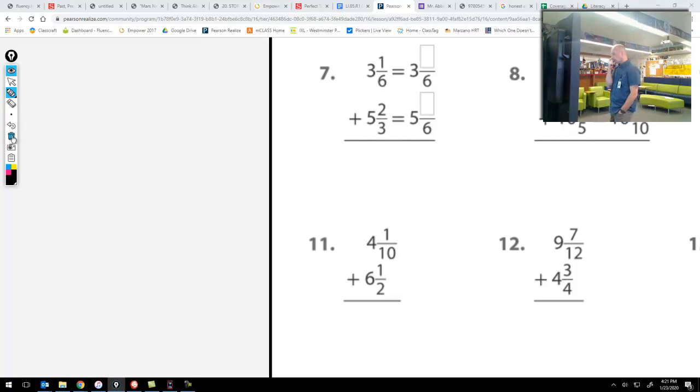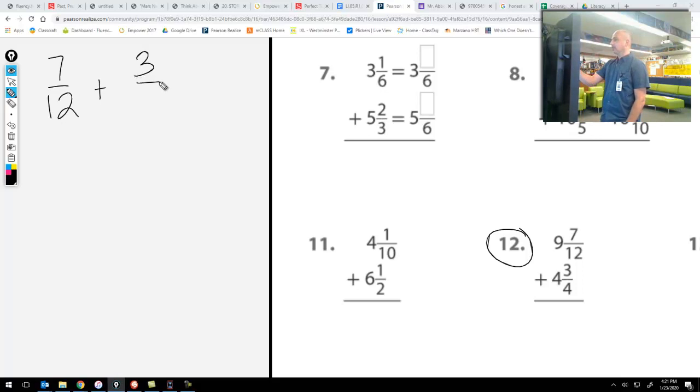I was hoping to get one that had an improper fraction when we added up the fractional parts. I think if we do this next one, number 12, we're going to get that. I can show you that example, and we'll be all done. Okay? So let's take a look at number 12 here. Number 12 has 9 7/12 plus 4 3/4, and we're going to add those together. Step 1, deal with the fraction. So I have 7/12, and I need to add 3/4.